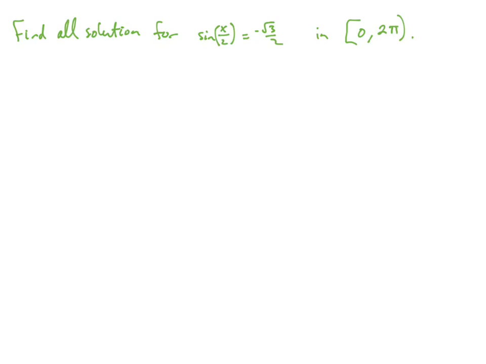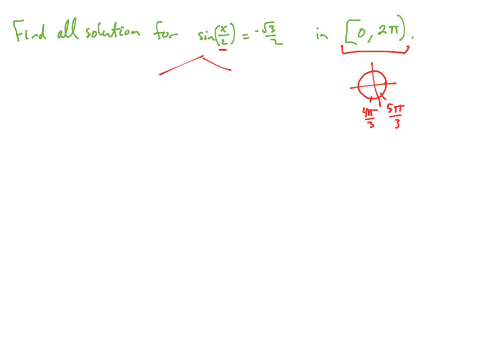All right, let's look at another one. We have a composition again, x over 2 inside the sine function, and our interval is 0 to 2 pi, so we're in radians again. So the question we want to ask is, when does sine equal negative root 3 over 2? Well, sine is negative in quadrants 3 and 4, so it's in these locations. Those angles in radians are 4 pi over 3, 5 pi over 3.